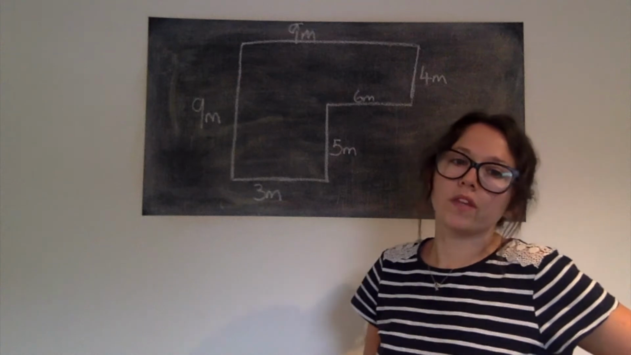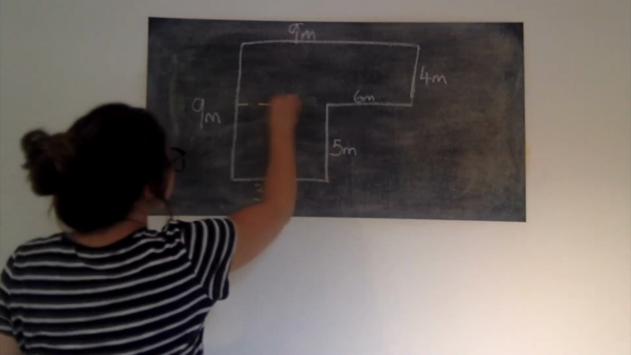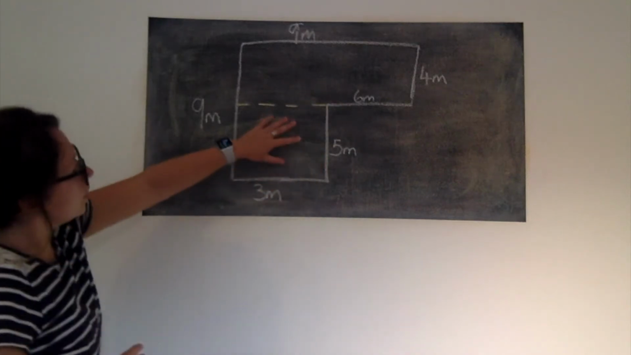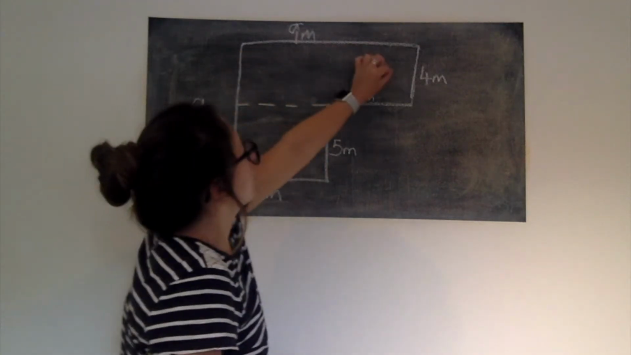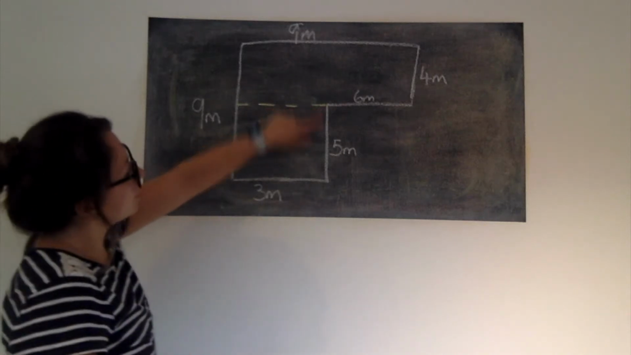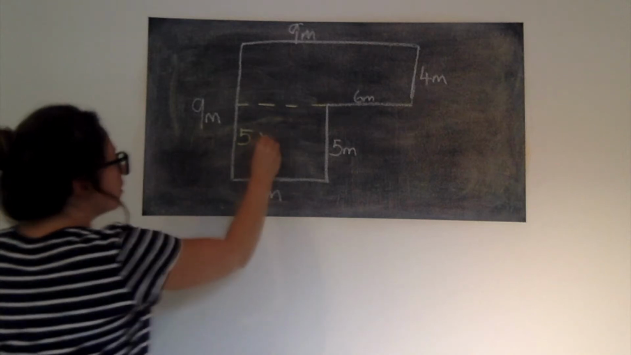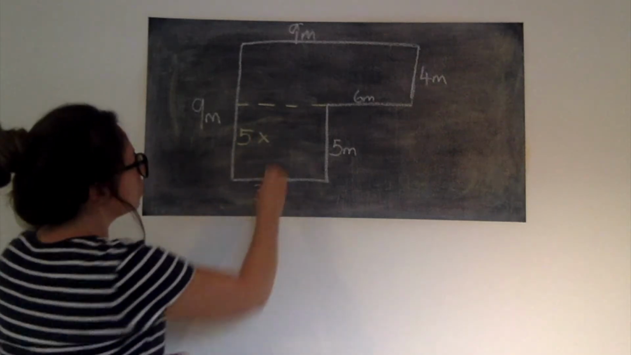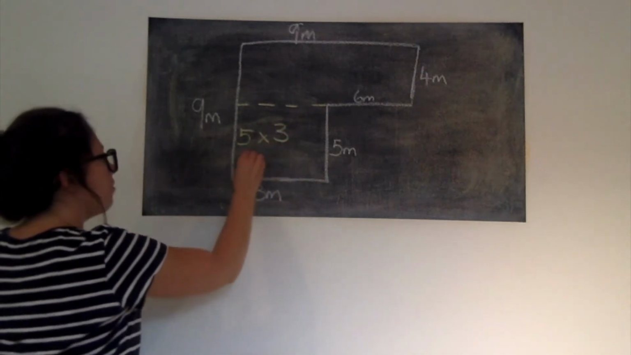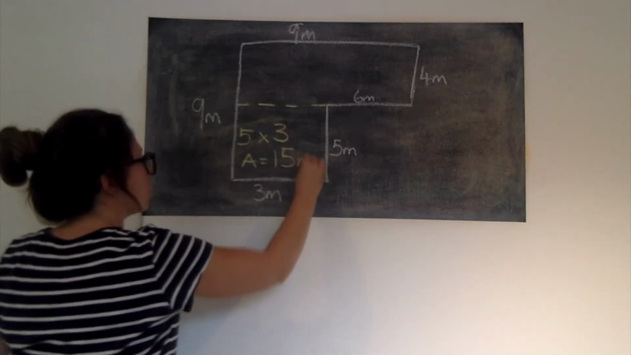Here's the first way that you could have split up your shape. You could have drawn a line across here, which creates this rectangle and this rectangle. So to figure out the area of this rectangle here, we need to do the length, which is 5 metres, times by the width, which is 3 metres. So the area of this rectangle here is 15 metres squared.